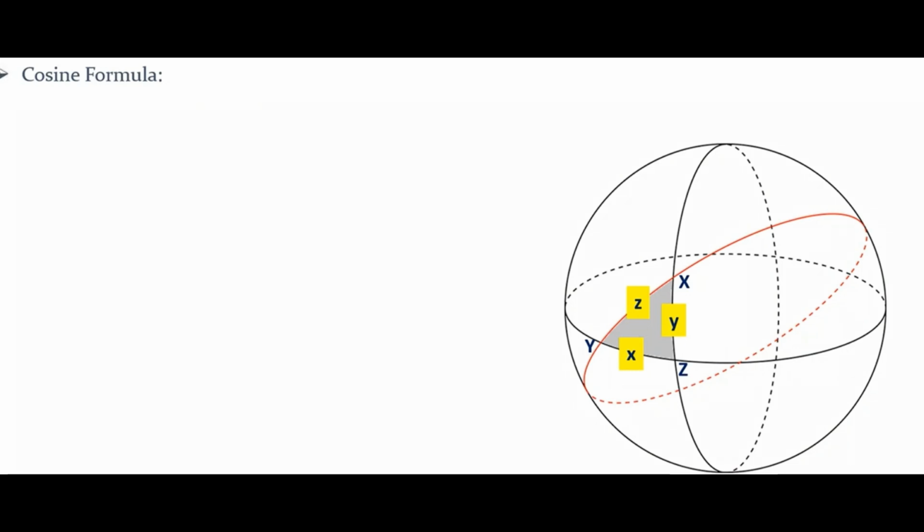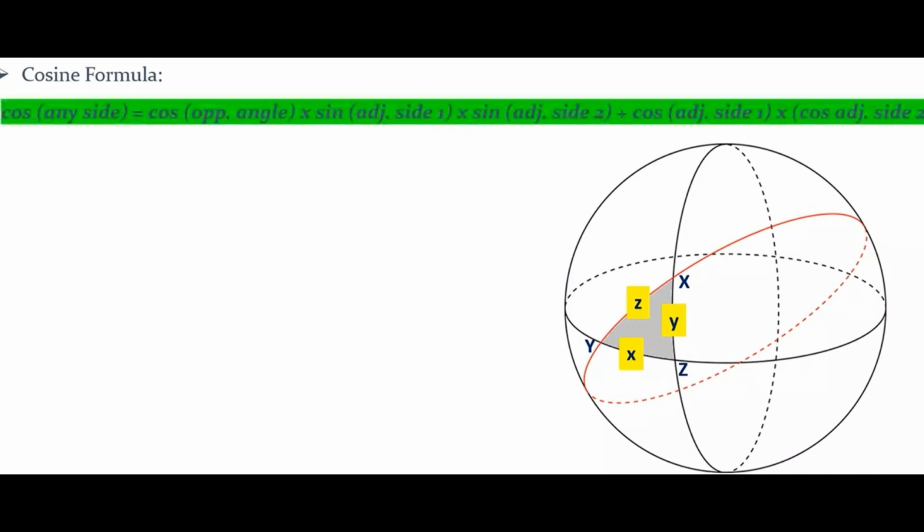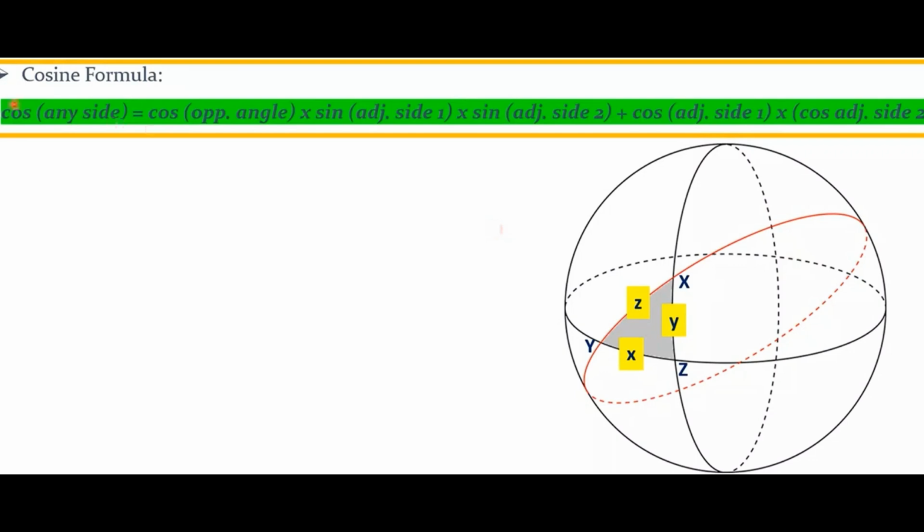Now, what is the cosine formula? I'm sure all of us know it, but let's quickly review it. The cosine formula is used for any side. So cosine of any side, x, y, or z, is equal to cosine of the opposite angle into sine of adjacent side 1 into sine of adjacent side 2 plus cosine of adjacent side 1 into cosine of adjacent side 2.